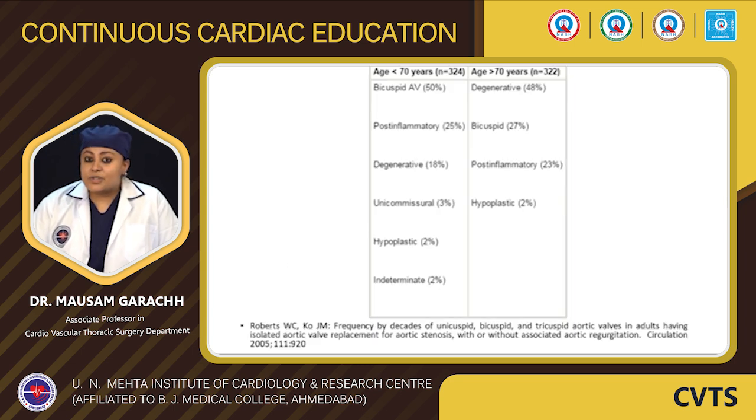In patients presenting with aortic stenosis at less than 70 years of age, the most common cause is bicuspid aortic valve, around 50%. Post-inflammatory is 25%, degenerative about 18%, unicommissural 3%, hyperplastic 2%, and indeterminate 2%. If the patient presents at more than 70 years of age, the most common cause is degenerative, about 48%. Bicuspid aortic valve is 27%, post-inflammatory 23%, and hyperplastic 2%.